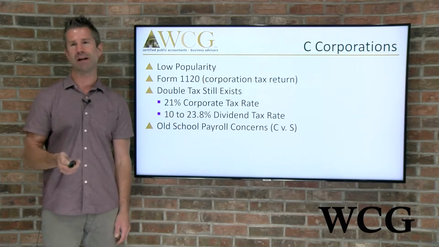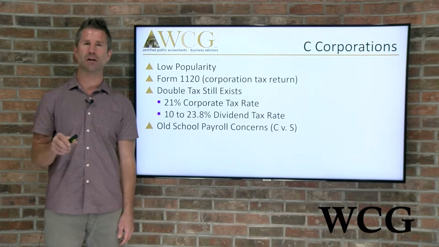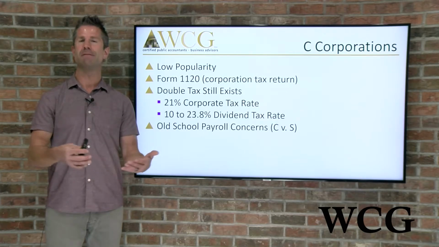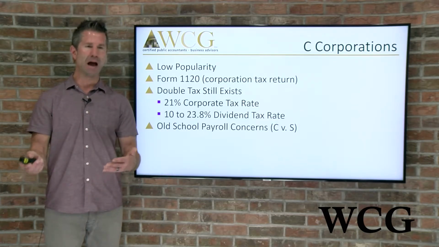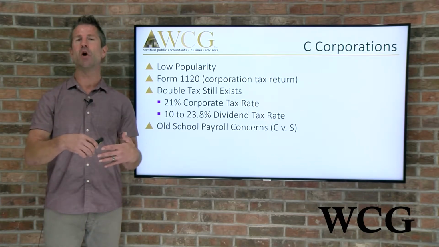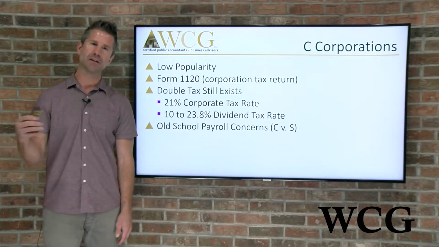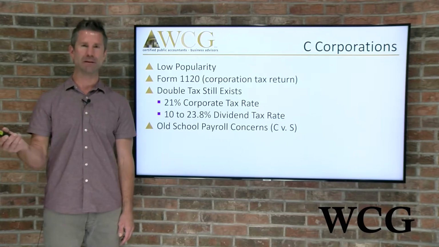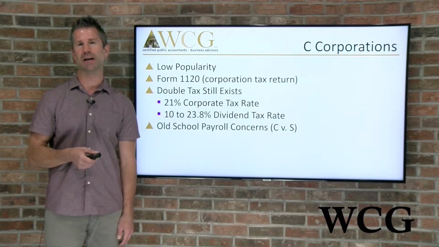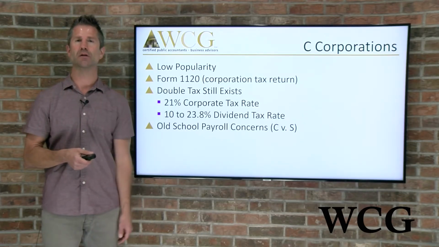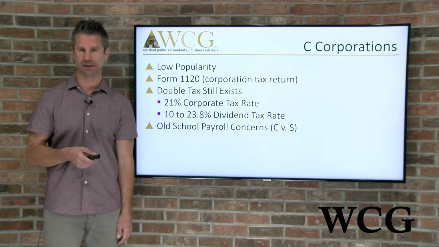So let's jump right into this. C Corporations are low popularity. They're just not very common. Back in the 60s and the 70s, that was the only thing available. So if you wanted a business, you had to be a C Corporation. LLCs came along the way, and now anybody can go out there and create an LLC. And that's a quick way to launch your business from an entity perspective.